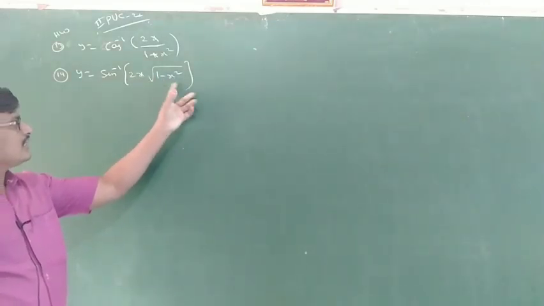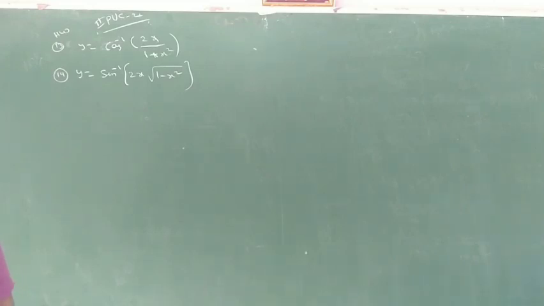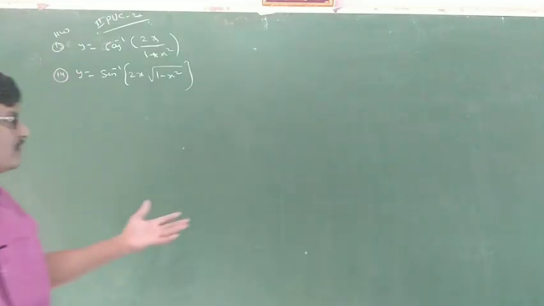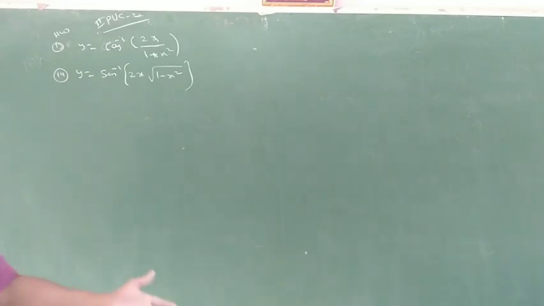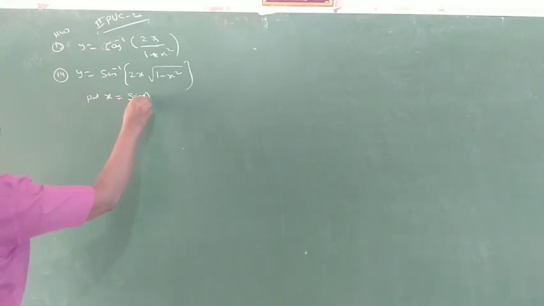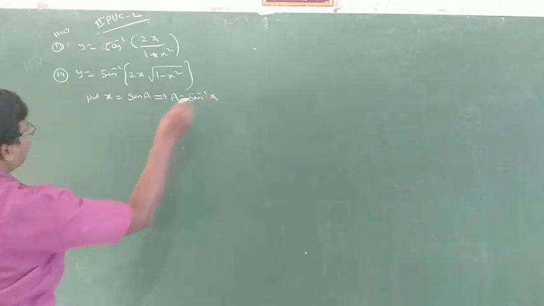That's why these terms have to be converted into sin. How to convert to sin? Any substitution method? Apply x is equal to tan, cot, sin. So here the problem is, put x is equal to sin a. That implies a is equal to sin inverse x.